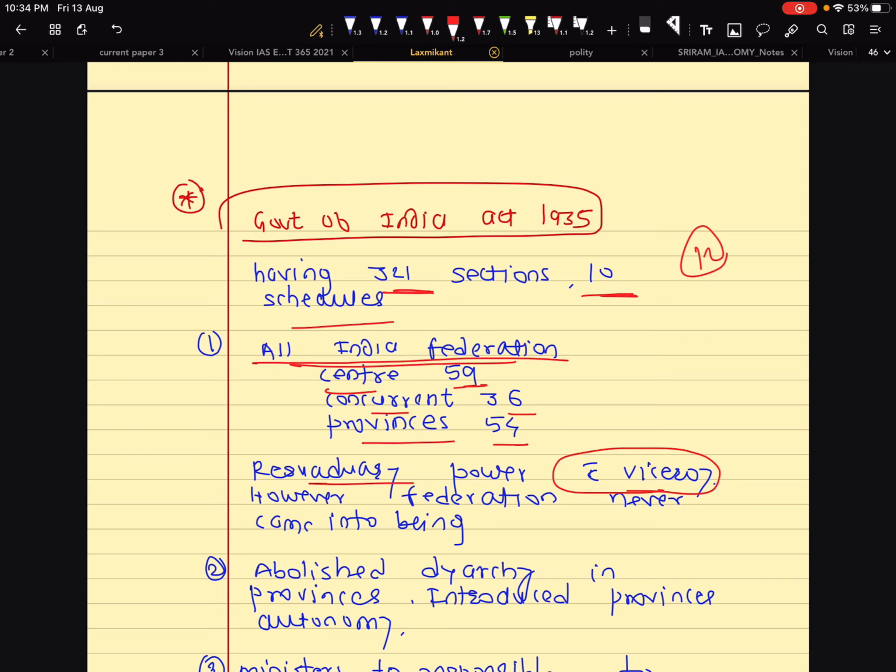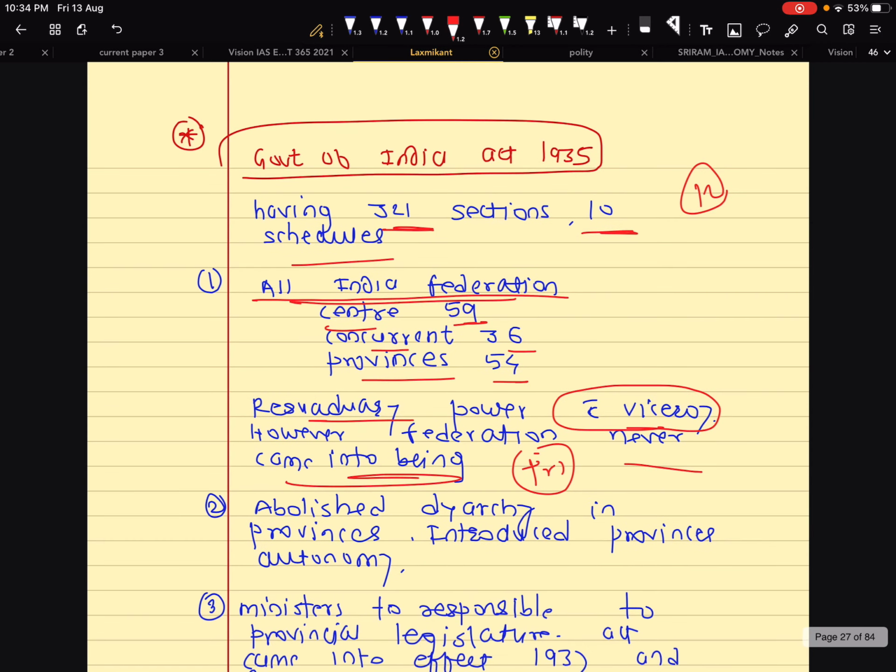However, the federation never came into being. We know that because the provincial governments and the princely governments never participated, so this federation never came into being. Then with this 1935 Act they also abolished diarchy. In 1919 diarchy was established, but with this act diarchy was abolished and provincial autonomy was introduced.